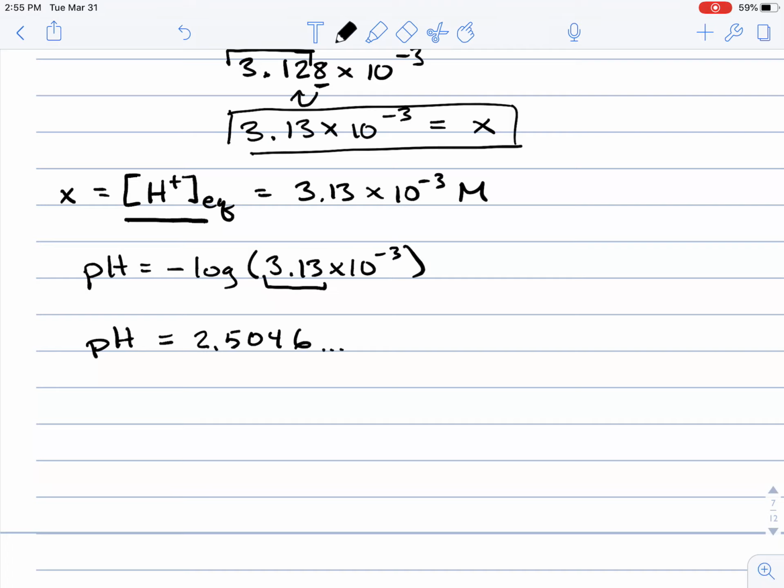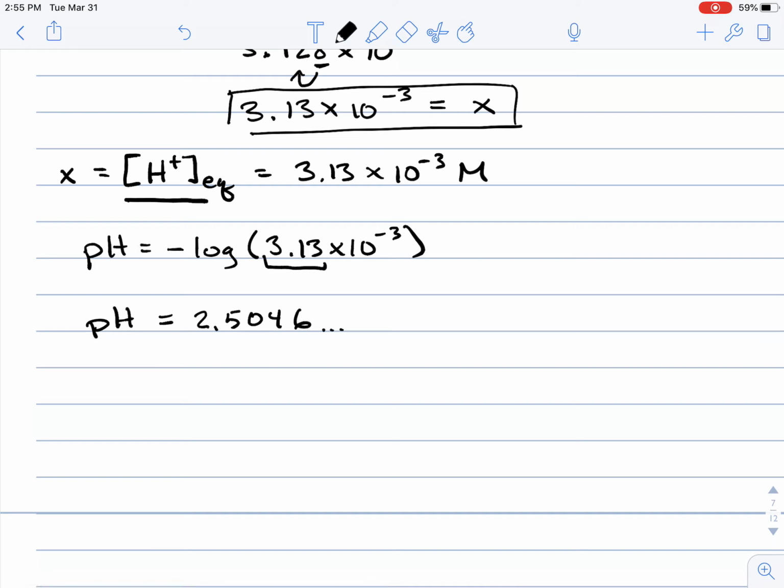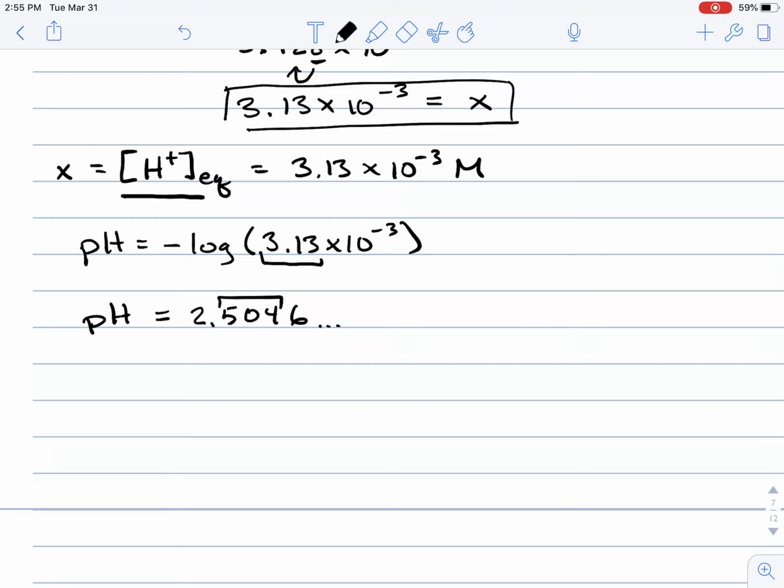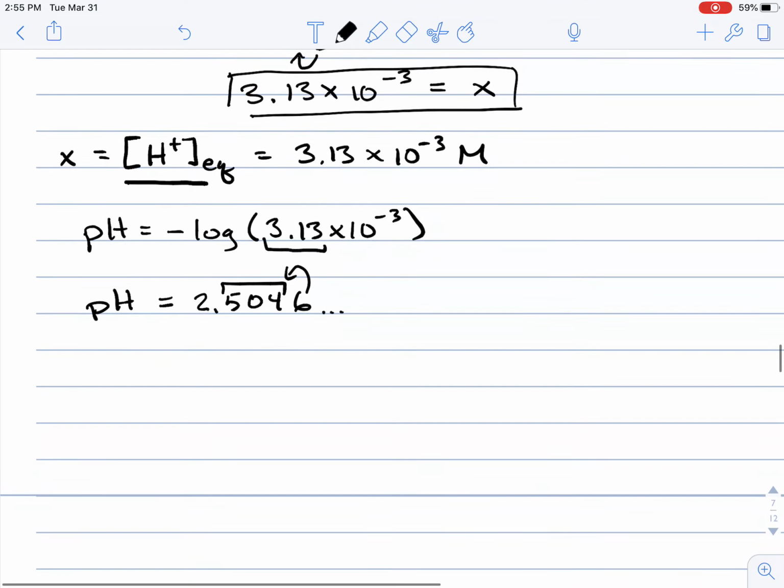So since there are 3 significant digits in the value of the concentration of hydrogen ions, we're going to report 3 places after the decimal for our pH. And so since this last number is a 6, that means we're going to go ahead and round the 4 up. So the pH for this solution is going to be 2.505. Awesome.